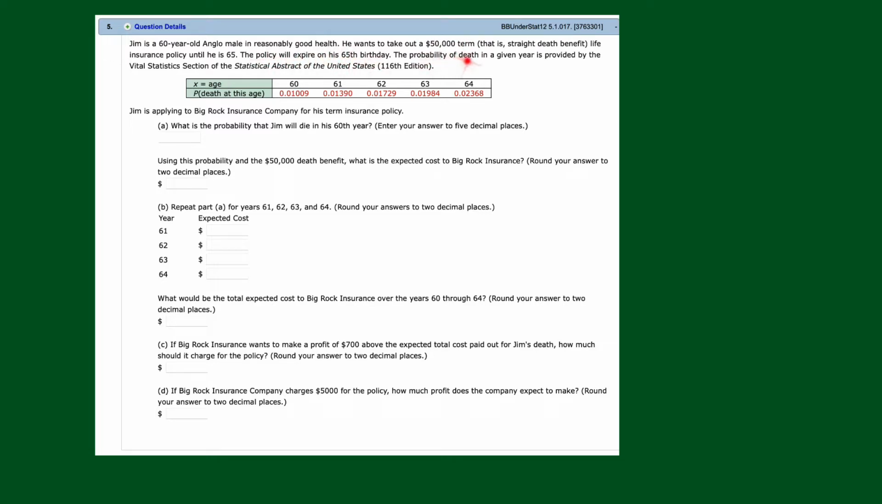The probability of death in a given year is provided by the vital statistics of this table right here, the Statistical Abstract. So what's the probability of an Anglo male in reasonably good health dying at 60? About a 1% chance. At 61, about 1.3 or 1.4% chance. At 62, it goes up to 1.7%, and so on.